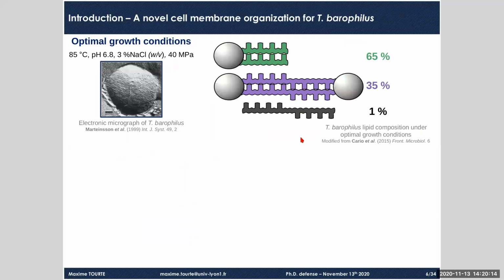But one model has been drawn for Thermococcus barophilus, which is a hyperthermophilic and piezophilic archaeon, which is able to synthesize these monopolar dieters in green, 65% of the membrane, 35% of tetraeters bipolar lipids in purple, with the addition of trace amounts of these acyclic polyisoprenoid hydrocarbons in black.